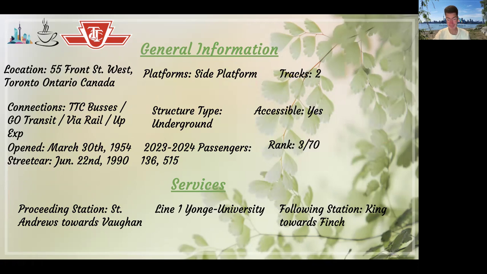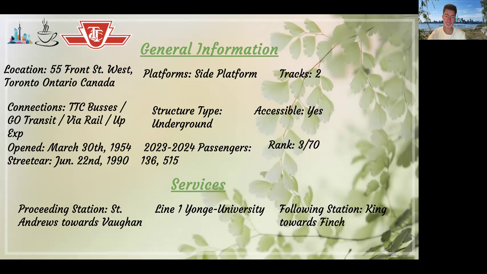It is a side platform with two tracks, and the connections are very big, as you can see here. So not only, as I mentioned earlier, do you have access to TTC and GO Transit, but it is also a major hub for two connections, Via Rail and Toronto Pearson's UP Express. The structure type is underground. It is accessible. It opened on March 30th, 1954, whereas the streetcar opened on June 22nd, 1990.